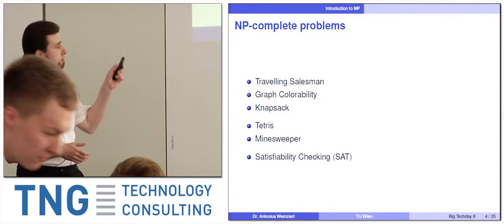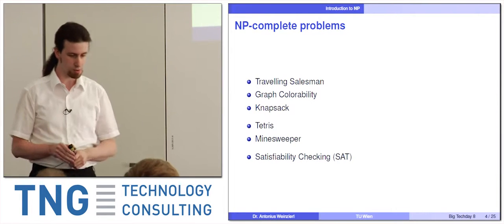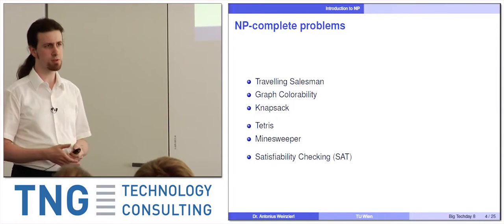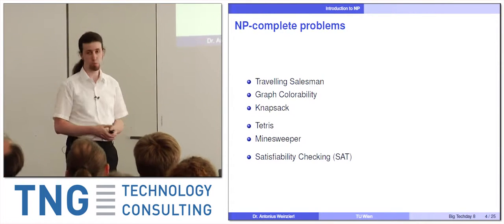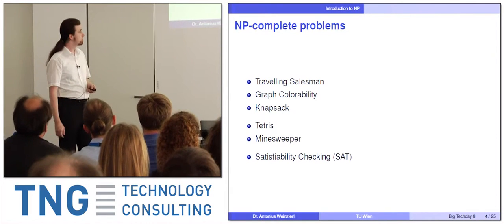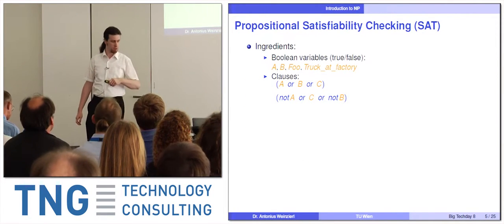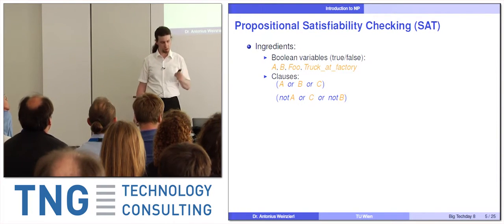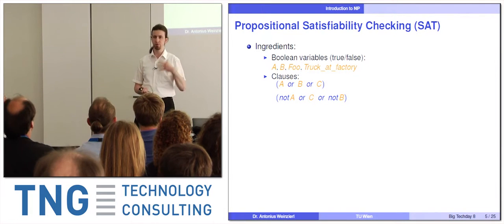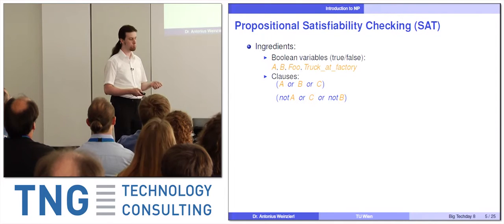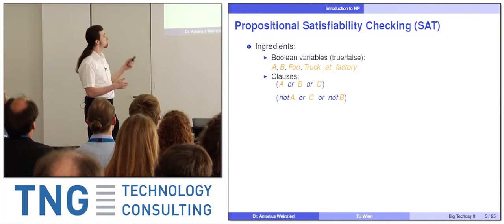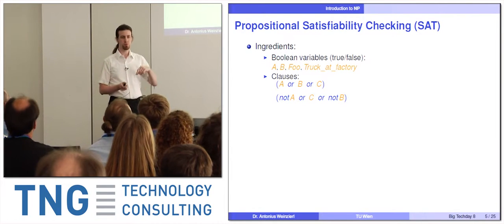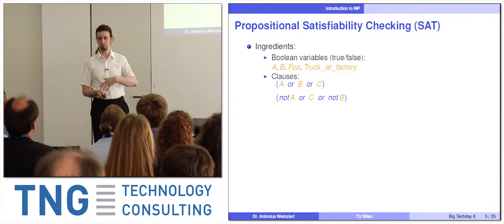Okay. One of the first problems discovered to be NP-complete, the most prominent one, and the one I think which has been worked on the most, is the satisfiability checking, or SAT problem. I would like to go here into detail. So propositional satisfiability checking. We have basically two ingredients. The first one is we have Boolean variables. So A, B, whatever you like to name your variable. And this variable can have two values. It can be either true or false.